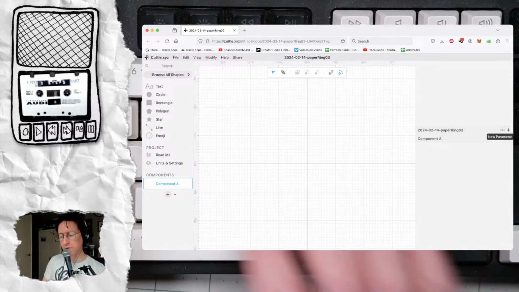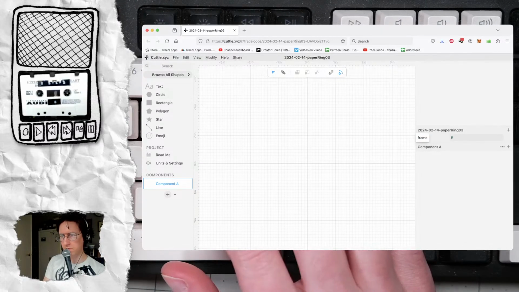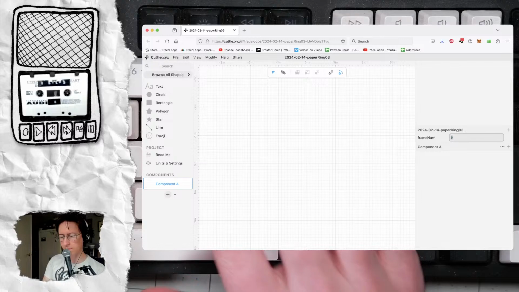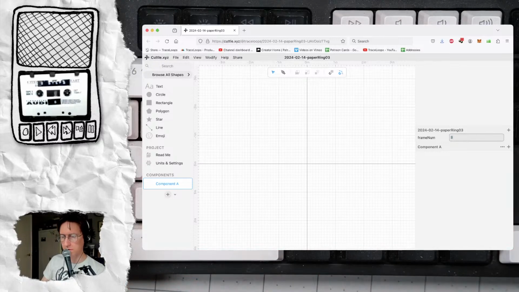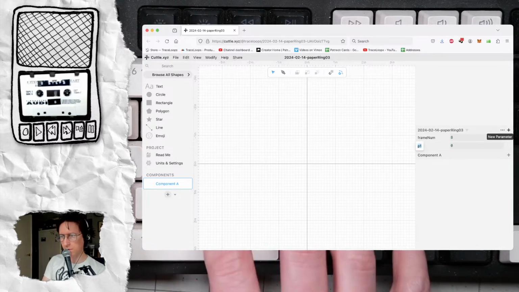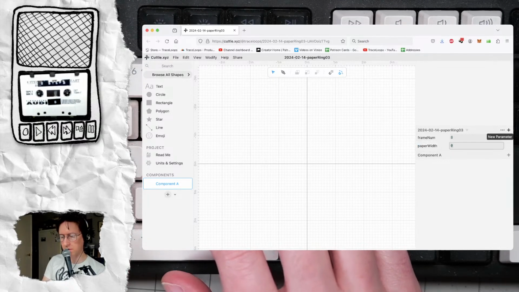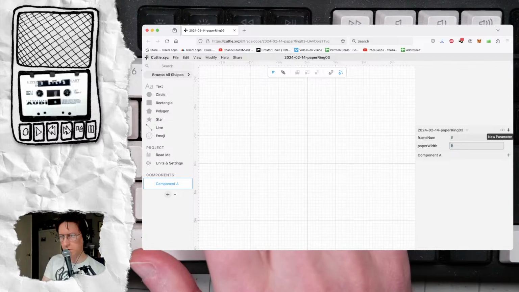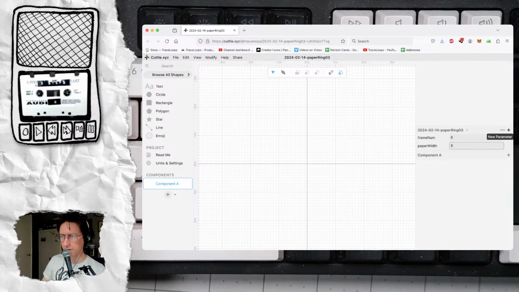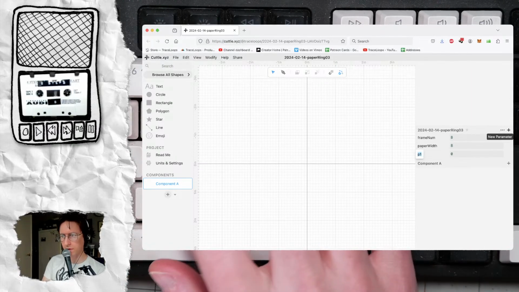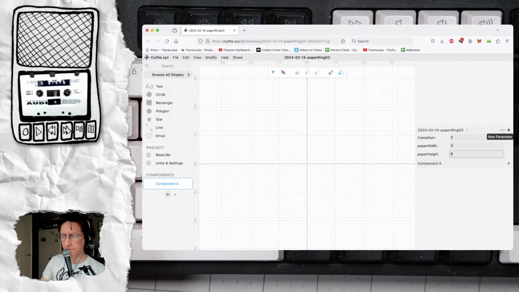So things that I need to know: frame num. Let's just start with 8. Paper width, I'm going to stick with 8 as the understood paper width. Paper height is 10.5.